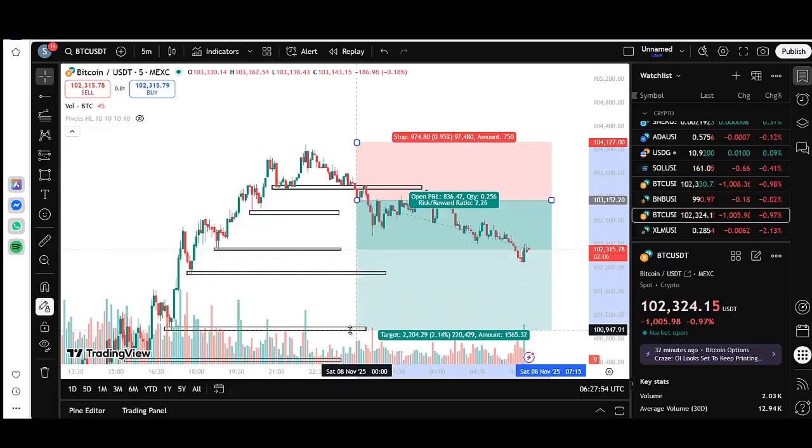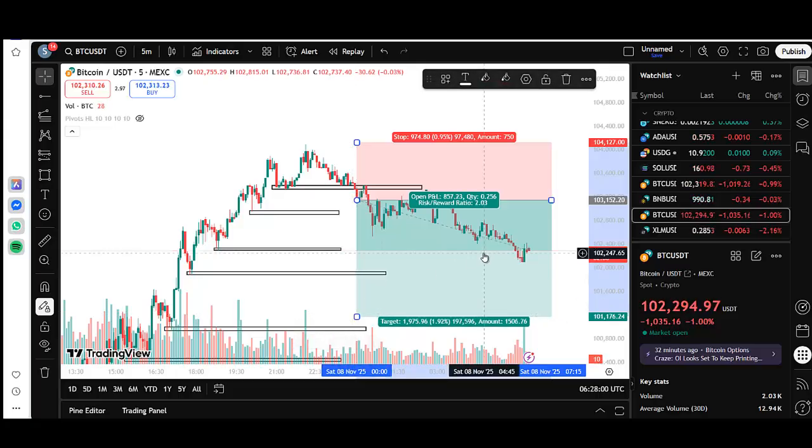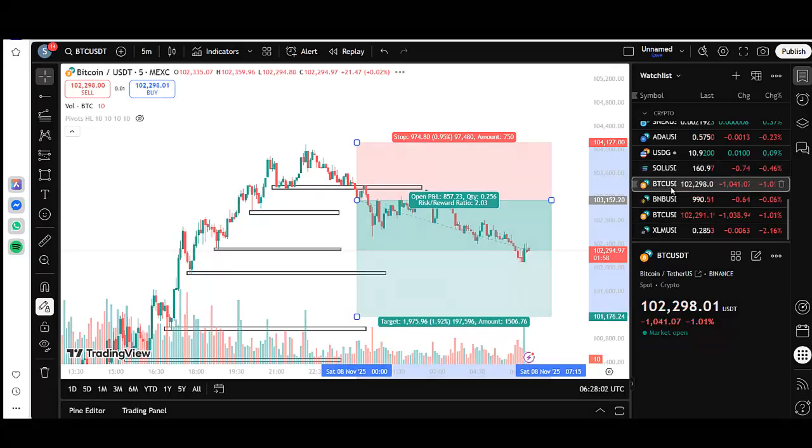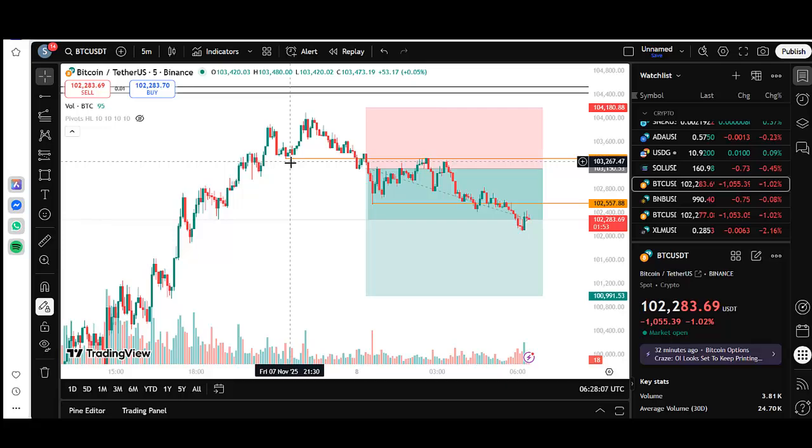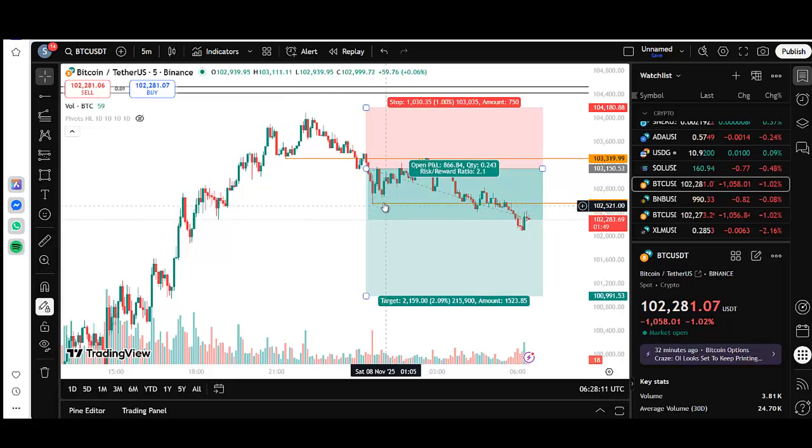But I mean, you can go for a 1-to-2, right? So this is the trade that is currently running. So this is my trade. This is the trade I'm currently running, and you can see that what I'm doing now is tracing the lows. This is a downtrend, so I'm tracing the lows.